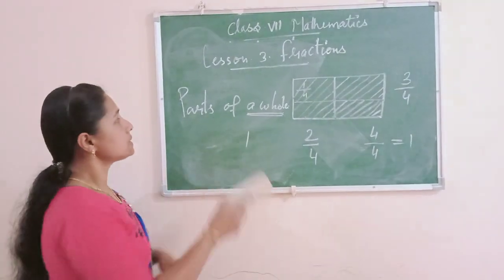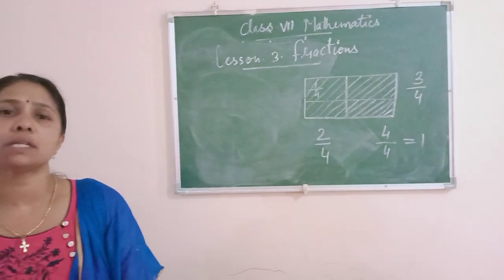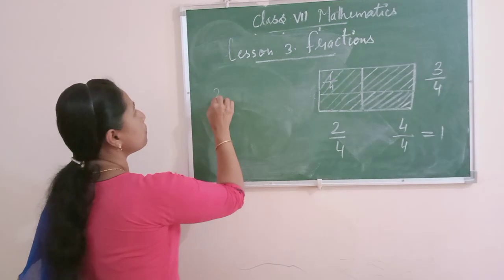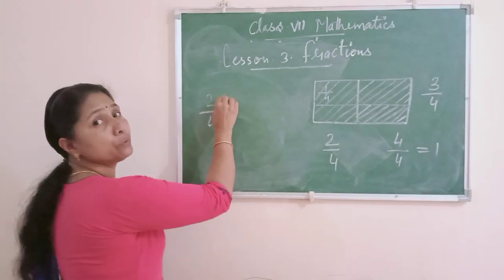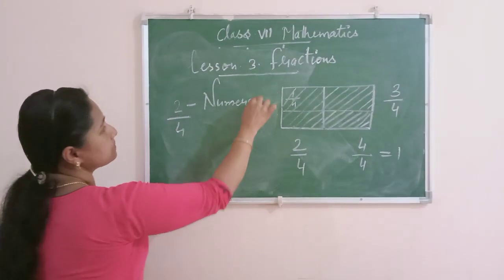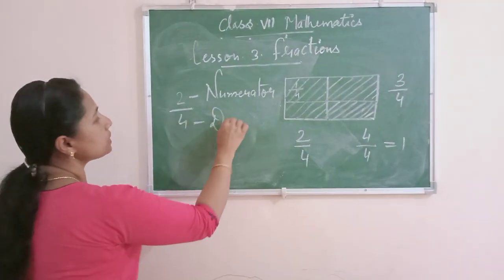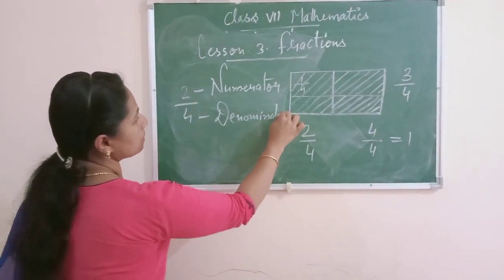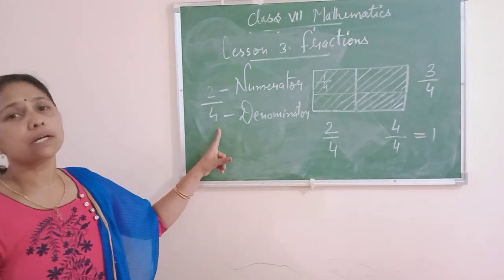Now let us explain what is the numerator and the denominator of the fraction. Here we are taking the same example, 2/4. In this fraction, 2 is known as the numerator of the fraction, and 4 is the denominator of the fraction. 2 is the numerator and 4 is the denominator.